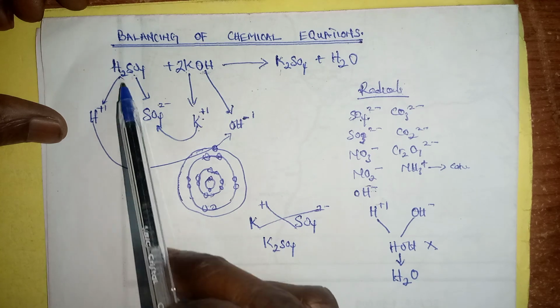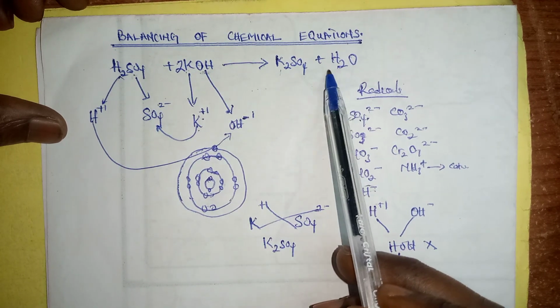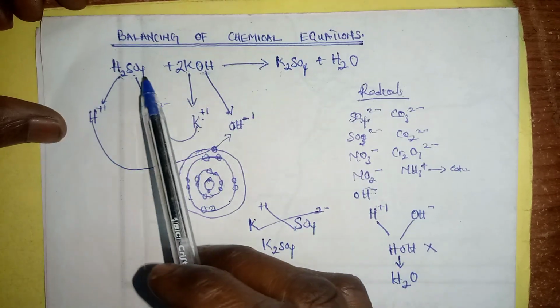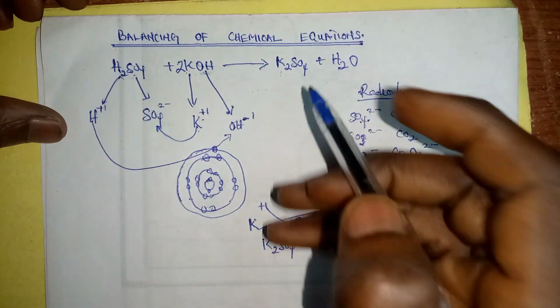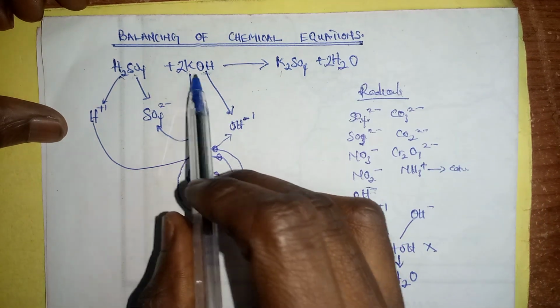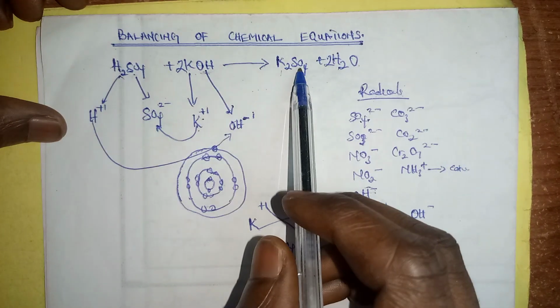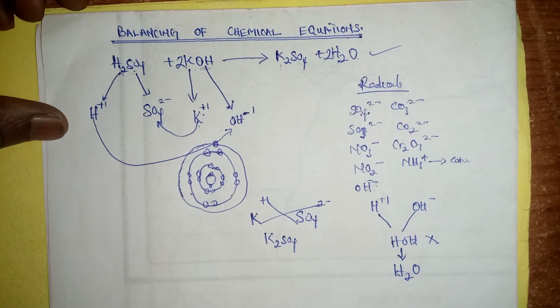How many hydrogen do we have? We have 2 hydrogen here also. How many sulfur do we have here? 1 sulfur here, 1 sulfur here. Let's check the oxygen. Oxygen is 4 here, 5, 6. So 4. So we are going to write 2 here, so that the oxygen will also be 6. So I think the equation is balanced like this. So this is how you are going to balance your chemical equation.